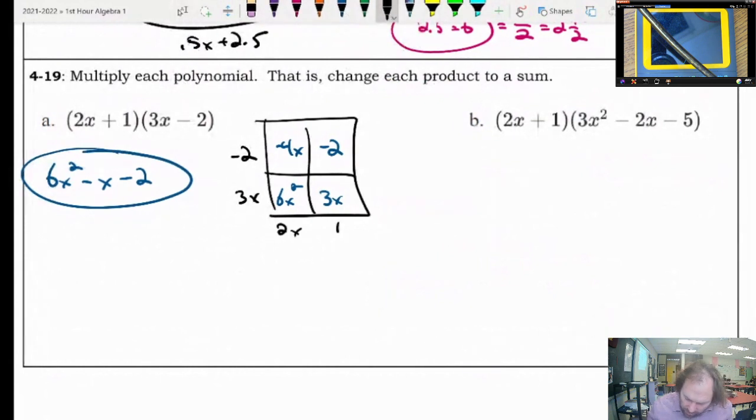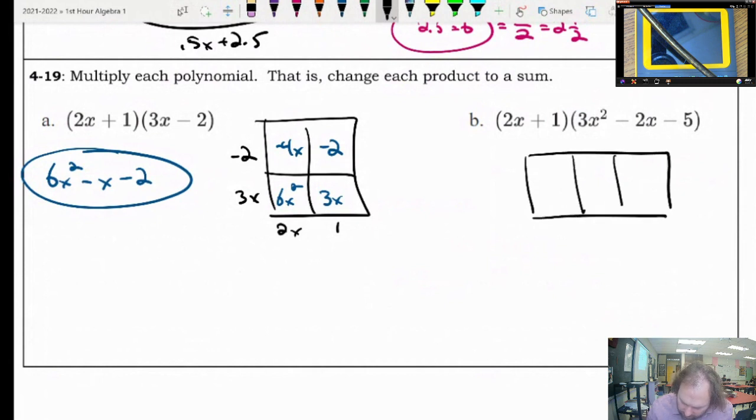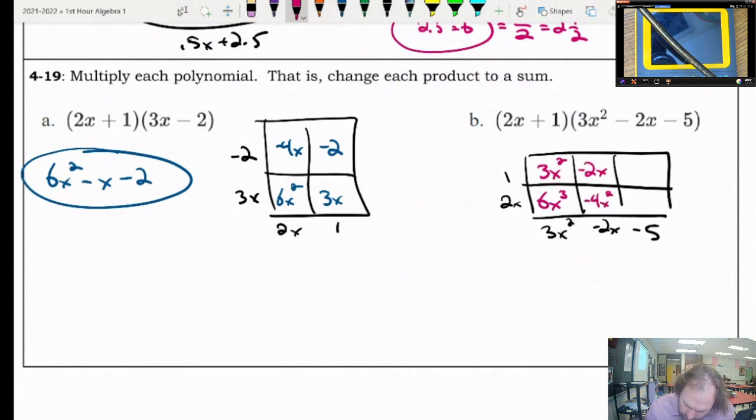Over in the next problem, you're going to have to use a 2 by 3. I recommend the rectangle for this one because there's a lot going on. You got your 2x and your 1 on one side. You have 3x squared minus 2x minus 5 over here. Again, you got to make sure you get all the combinations. You have 6x to the third, 3x squared, negative 2x, negative 4x squared, negative 5, and negative 10x.